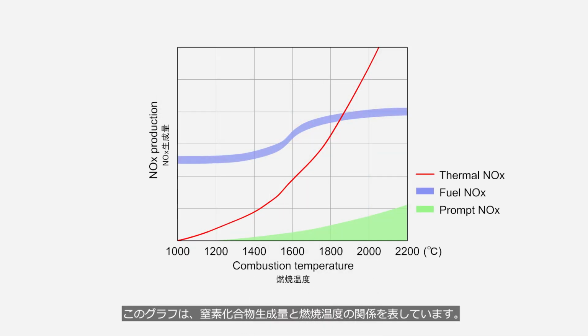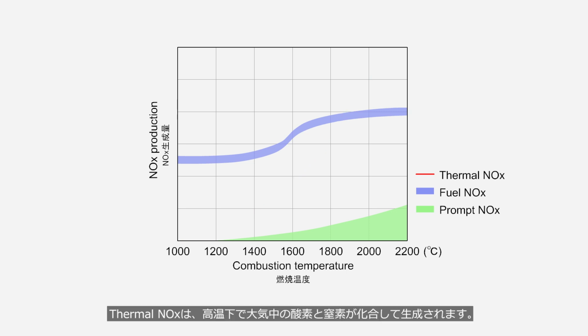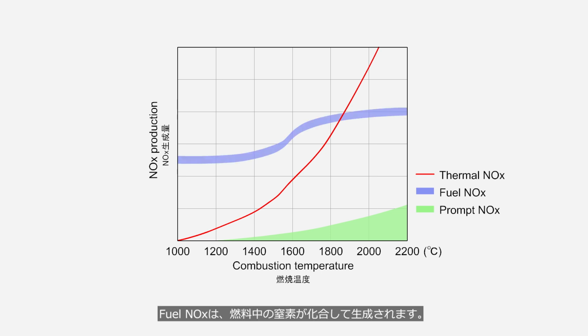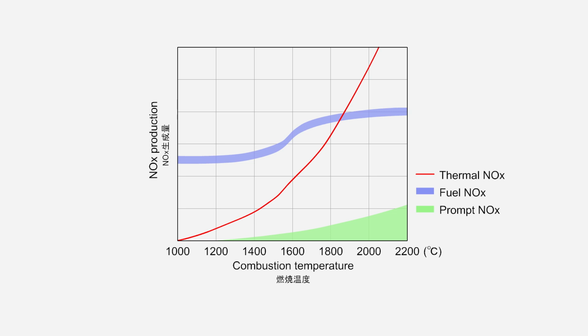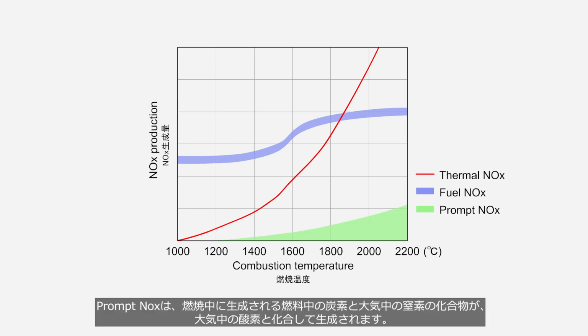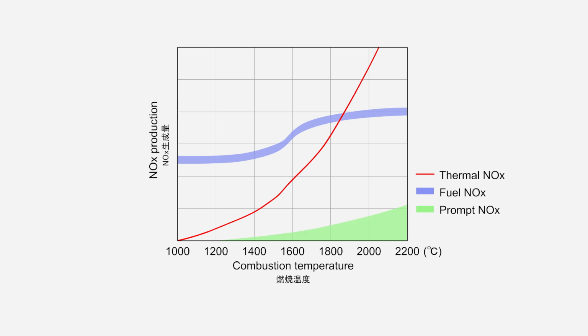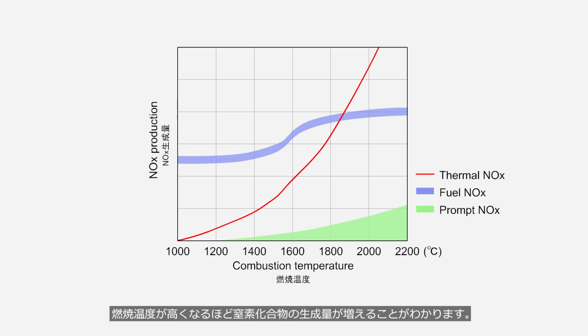This graph shows the relationship between the amount of nitrogen compound generation and the combustion temperature. Thermal NOx is formed when oxygen and nitrogen in the atmosphere combine under high temperatures. Fuel NOx is formed when the nitrogen in the fuel combines during combustion. Prompt NOx is formed when compounds of carbon in the fuel and nitrogen in the atmosphere combine with oxygen in the air during combustion. We can see that the amount of nitrogen compounds generated increases as the combustion temperature rises. Conversely, if the combustion temperature is lowered, the amount of nitrogen compounds generated can be reduced.